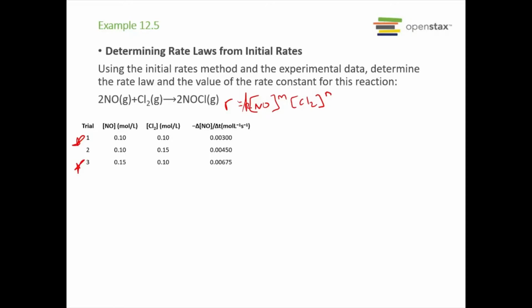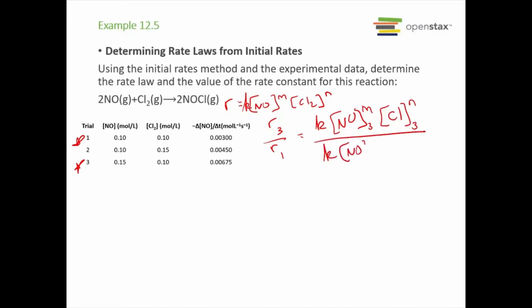So we have the rate of reaction 3 divided by the rate of reaction 1. This ratio is equal to K times NO from reaction 3 to the M times Cl2 from reaction 3 to the N divided by K times NO from reaction 1 to the M times Cl2 from reaction 1 to the N. And we know that the Cl2's are the same, so those cancel out. The K's cancel out because they are the same.